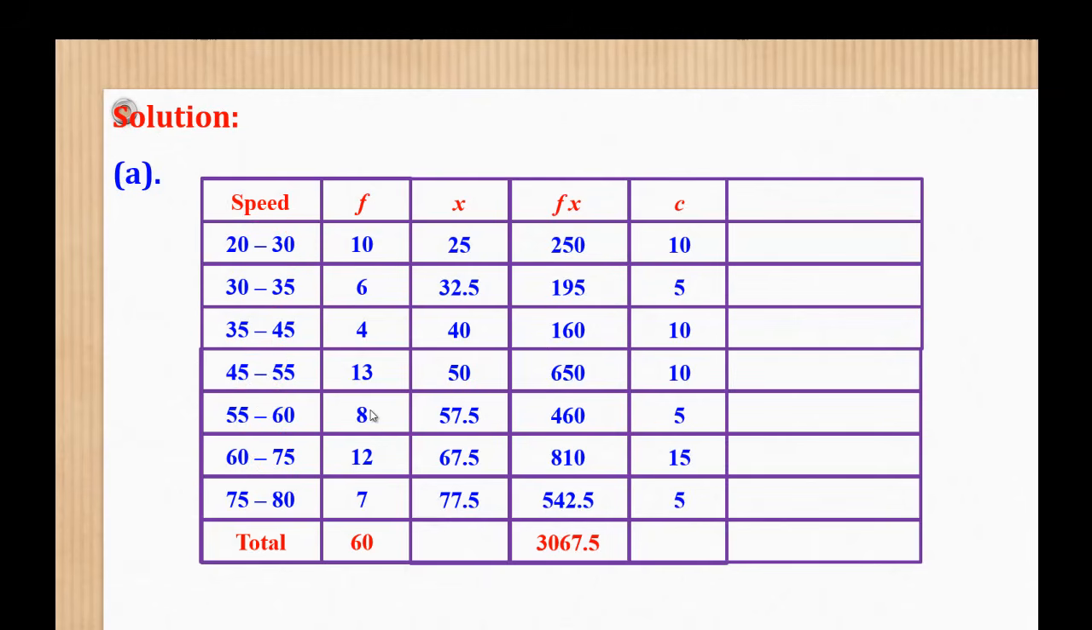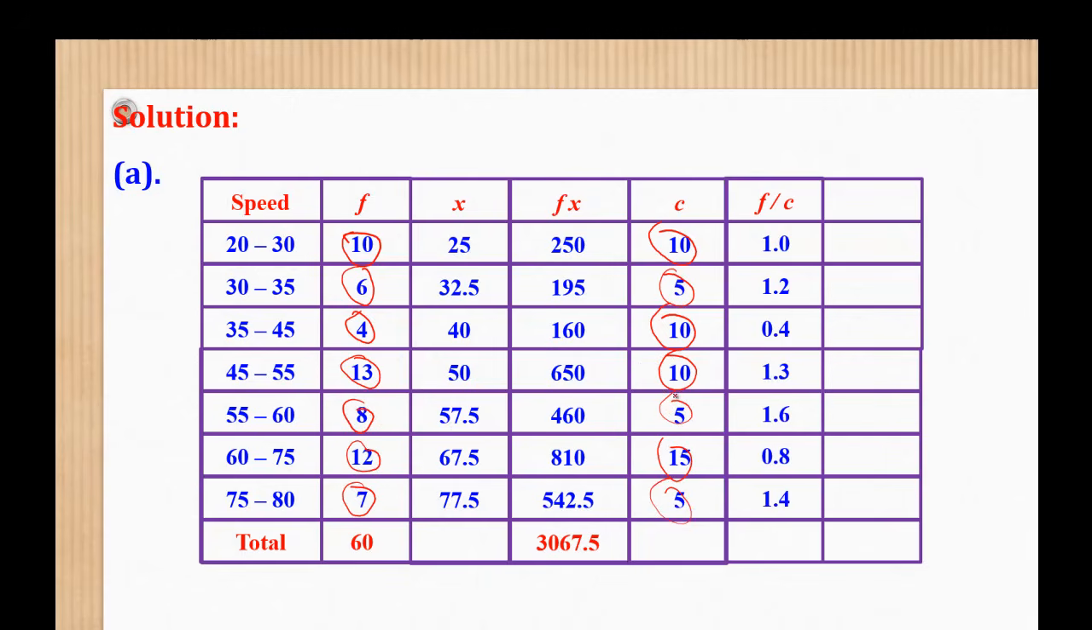So now that we know the values of C and the values of F, we can get the frequency density, which is frequency divided by class width. So 10 divided by 10 is 1, 6 divided by 5 is 1.2, 4 divided by 10 is 0.4, 13 divided by 10 is 1.3, 8 divided by 5 is 1.6, 12 divided by 15 is 0.8, 7 divided by 5 is 1.4.